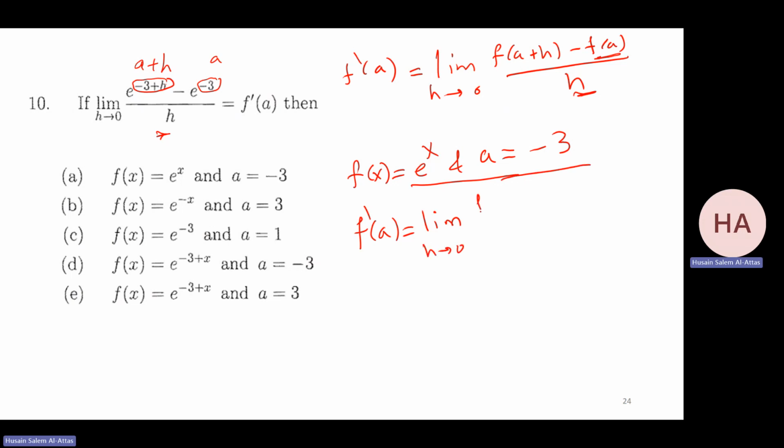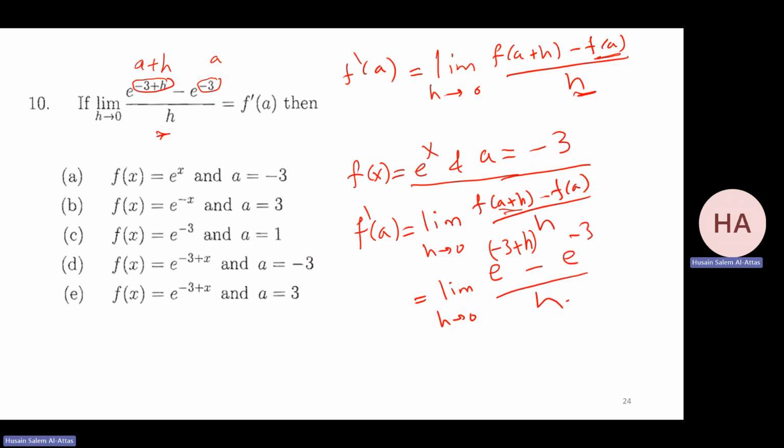I can double check f prime at a using the definition for this function and this a: the limit as h goes to 0 of f of a plus h minus f of a over h. That will be the limit as h goes to 0 of e to the minus 3 plus h, this is a plus h, minus e to the minus 3, which is a, over h, which is the same as this one. So this is correct. The function is e to the x and a equals minus 3, which is this one.